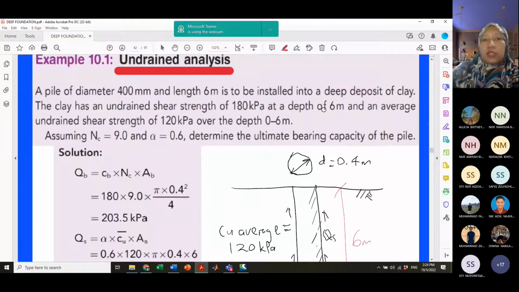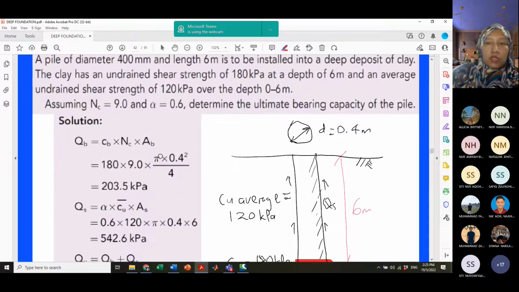Okay, we go to the example here for undrained analysis. Contohnya lah, kalau kata you ada satu single pile embedded in single layer of soil and the pile diameter of 400 mm and the pile length is 6 meter is to be installed into a deep deposit of clay. So the clay has an undrained shear strength of 180 kPa at a depth of 6 meter and average undrained shear strength of 120 kPa over the depth 0 to 6 meter. Okay, the NC is 9, alpha is 0.6, so you need to determine the ultimate bearing capacity of the pile.